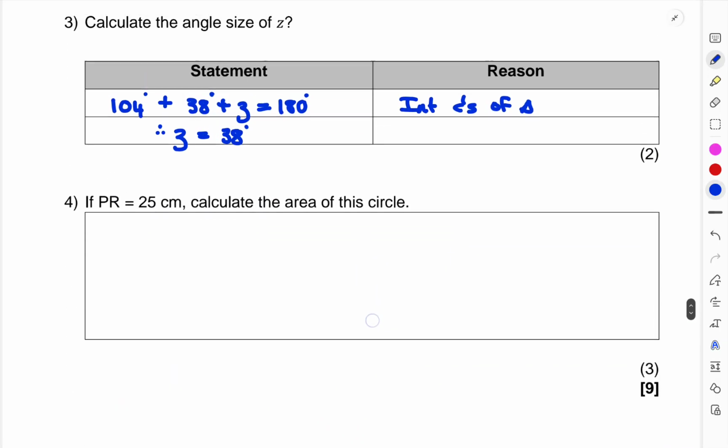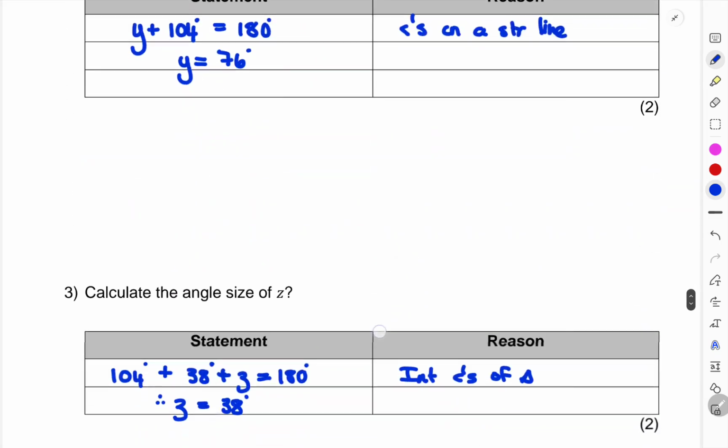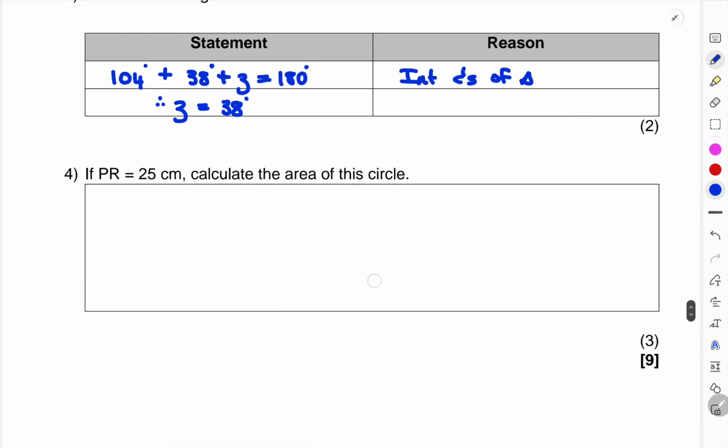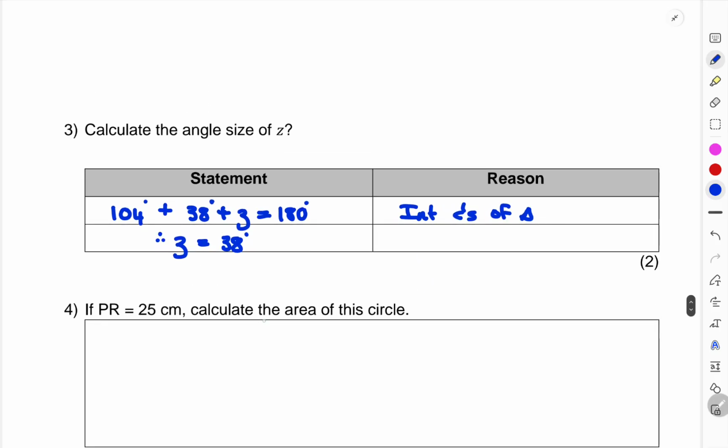Okay, if PR is 25 centimeters, calculate the area of this circle. Calculate the area of the circle. Now, the area of a circle is pi r squared.